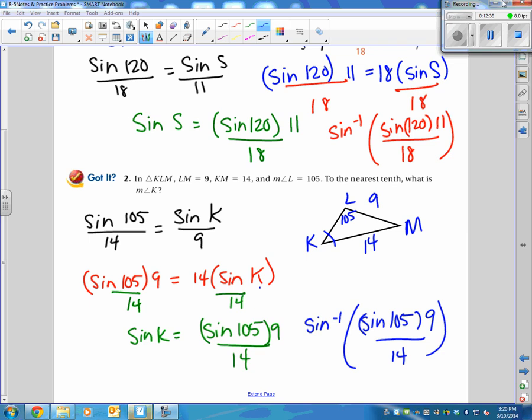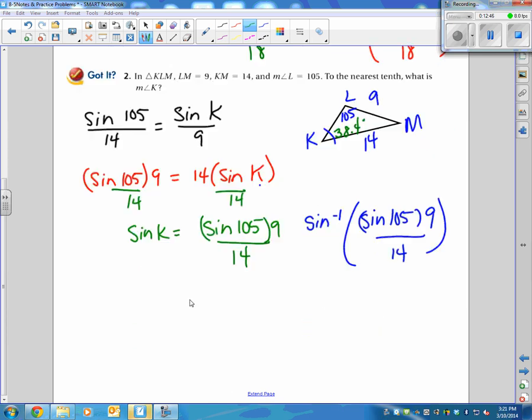Let's punch that in and see what we get. Once I plug that in, I get 38.4. So that's about 38.4 degrees for angle K. The measure of angle K is equal to 38.4 degrees.